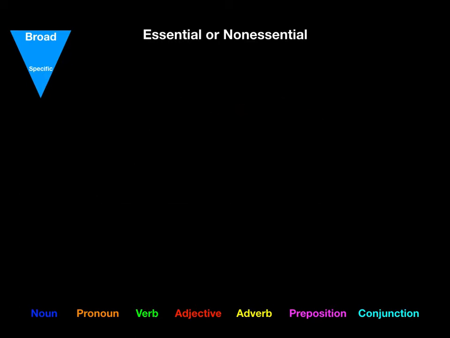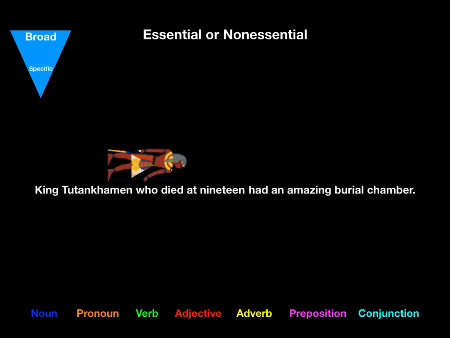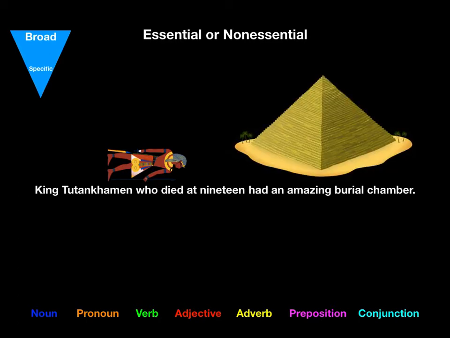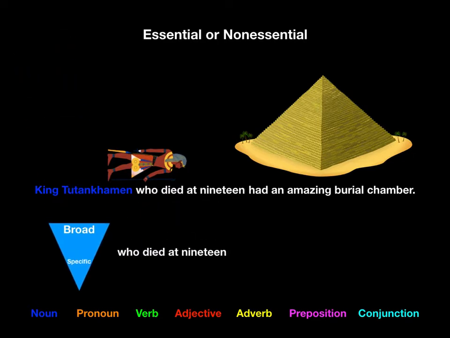Let's look at this example. King Tutankhamun, who died at 19, had an amazing burial chamber. Here we'll note the noun King Tutankhamun, after which we have one of our signal words that indicates the potential for an essential or non-essential clause. This word is who. What is the clause immediately after who? The clause who died at 19 may be essential or non-essential. In order to identify which, let's determine whether it is broader or more specific than the term King Tutankhamun.